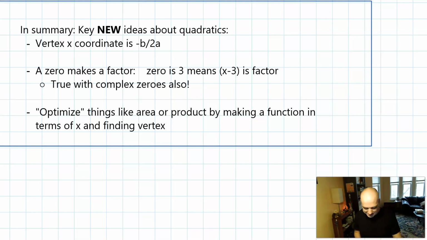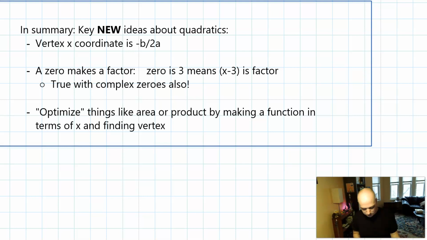Thing 2, if you have a 0, that correlates with a factor of a quadratic, or not just a quadratic, but any polynomial. 0 of 3 means you had a factor of x minus 3. And that's true for imaginary numbers also. Which is great. It's another way for us to work with those imaginary numbers.